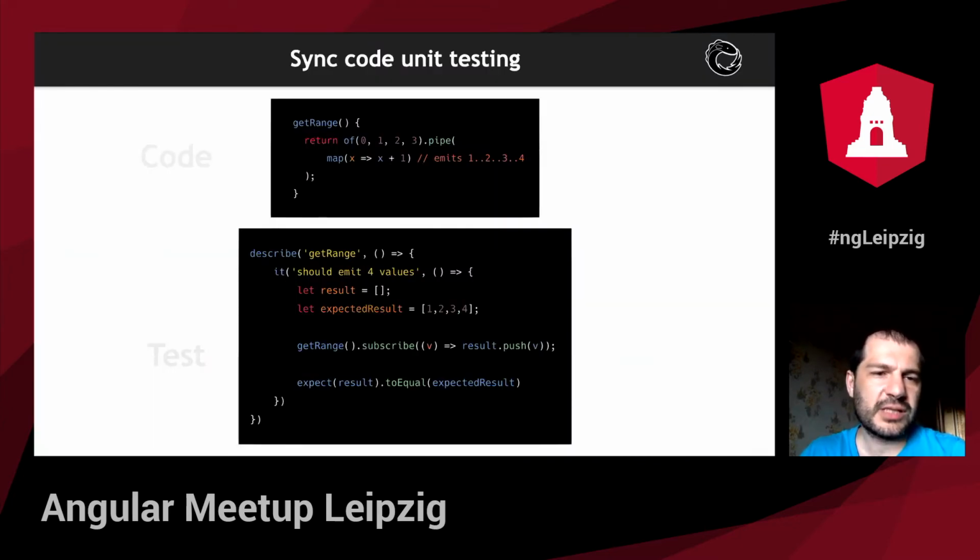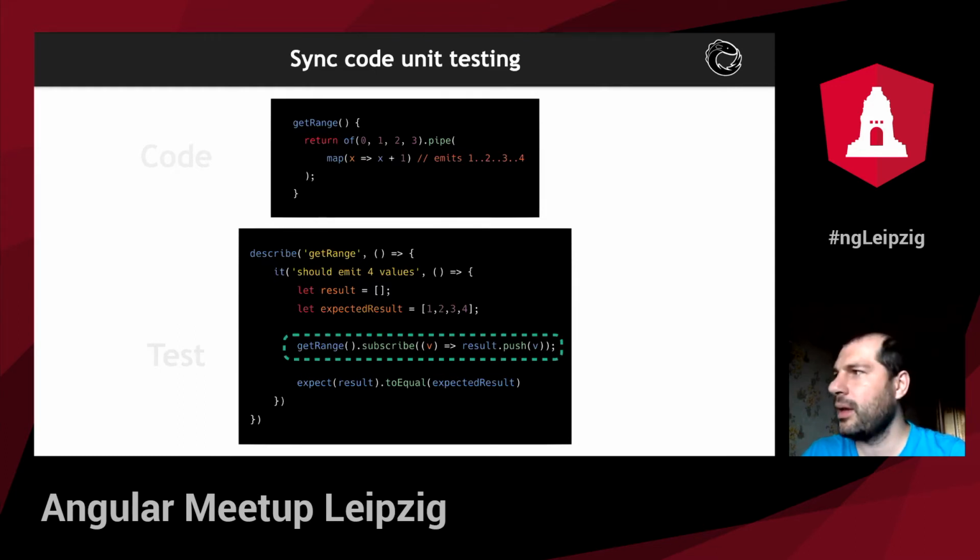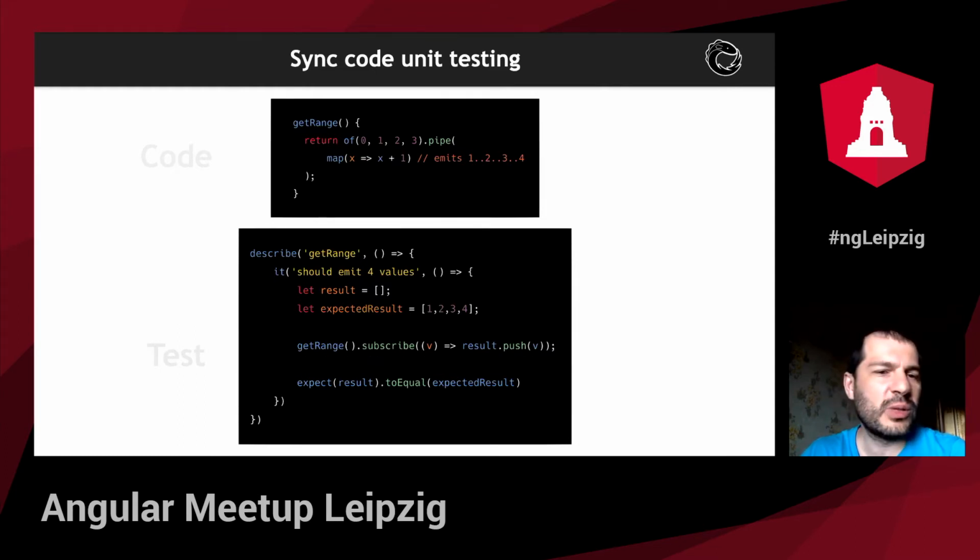You know the RxJS of function. Yes, it creates an observable that emits a value or values. Here in this example, the RxJS of function works synchronously, just like a loop, emitting all the values in the same event loop macro task. So once we subscribe to it, all the values will be produced, and we can easily check them in an assertion expression.